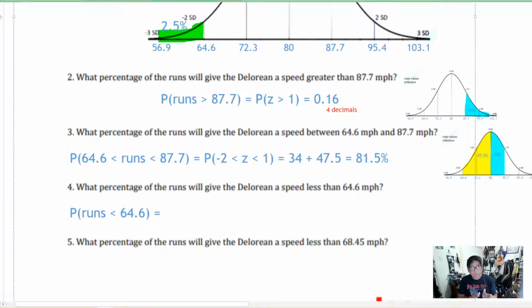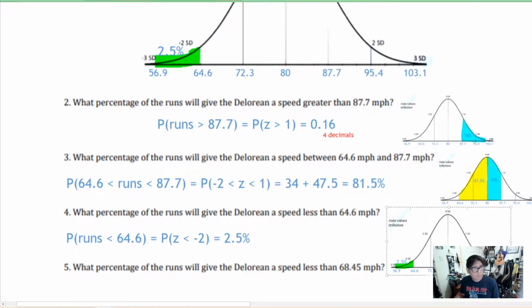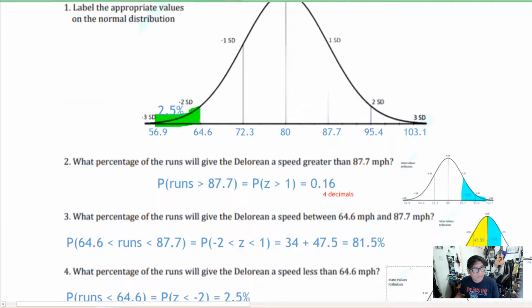The percentage of runs that are less than 64.6, that's equivalent to the area under the Z curve that's less than -2, and that's 2.5%. Finally, what percentage of runs will give the DeLorean a speed less than 68.45? Okay, 68.45. Oh my gosh, 68.45. That's nowhere on this map, is it?